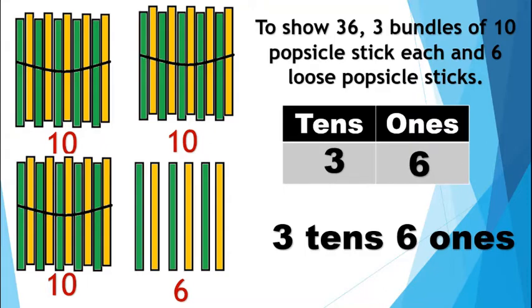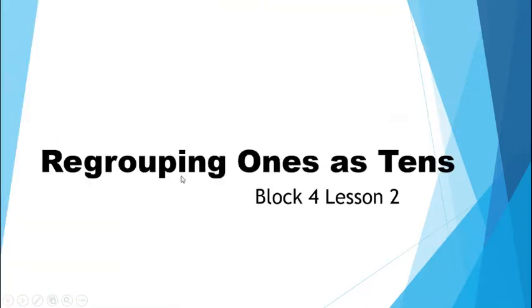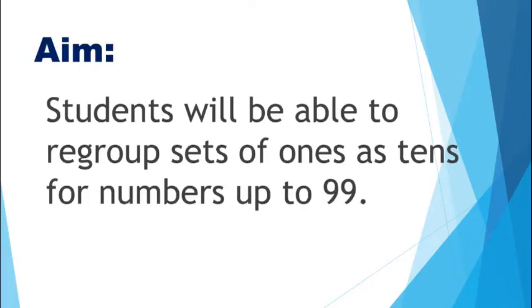So which is easier to count? Counting forward or making bundles of tens and ones? Okay, because there are a lot of popsicle sticks that Sam bought, it's easier for us if we make bundles of tens and ones. So today we will learn about regrouping ones as tens in our second lesson in our block 4. So this would be our aim for today.